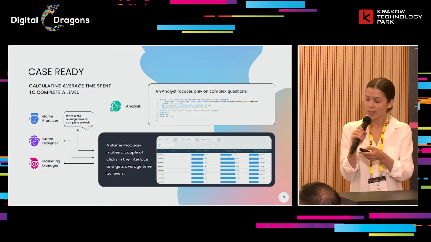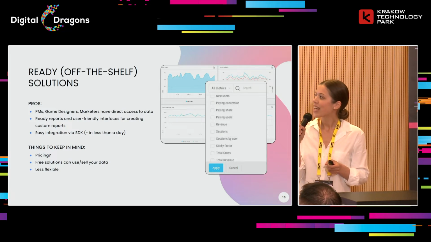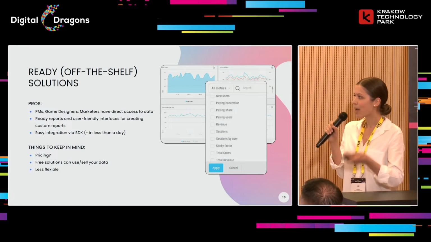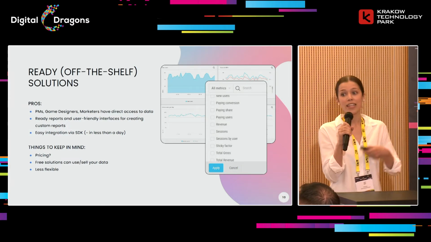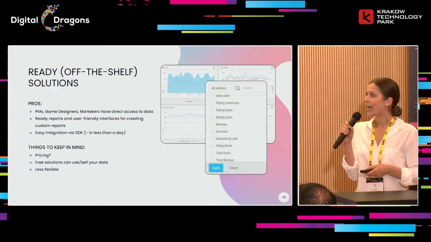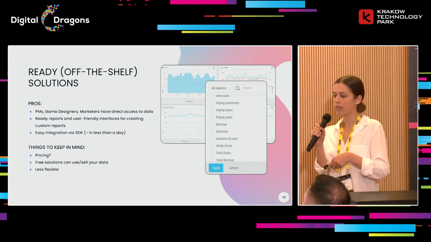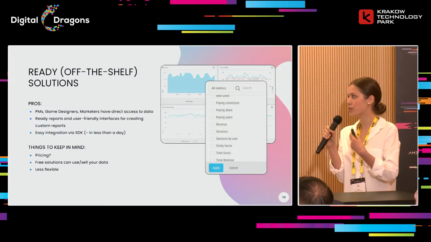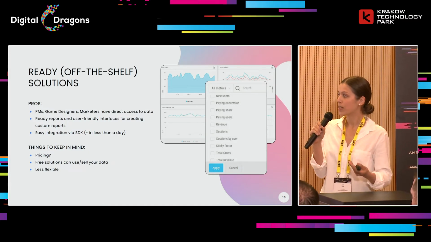So now that we've touched upon ready solutions, let's talk about pros and cons. First of all, as I've mentioned, time is important, and with ready solutions, PMs, game designers, marketers have direct access to data. And also, I must mention the integration, because integration of a ready analytics platform is done by SDK. There is documentation, it's a super easy process, and it's much easier than building everything from scratch.